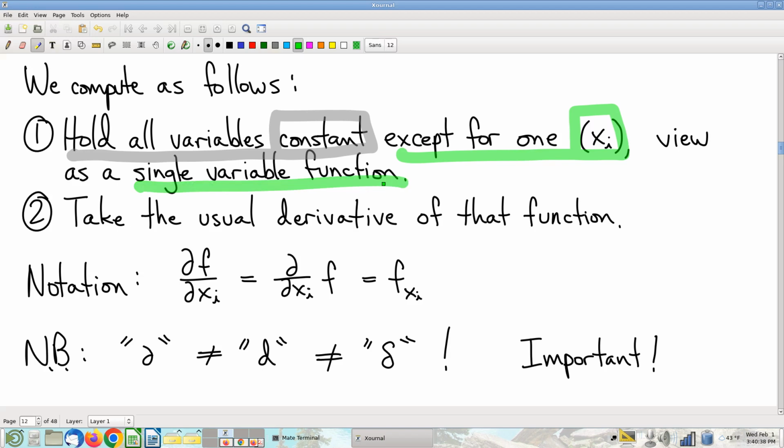And having chosen to make this seemingly odd choice of holding a bunch of my variables constant, now you have a single variable function. You can just take the derivative. I mean, Calc 1, it's a function of one variable. Just take the regular old single variable derivative of that function. So this is what a partial derivative is.